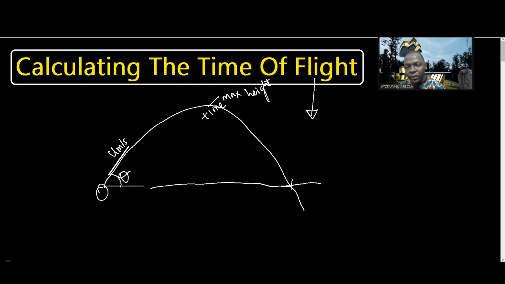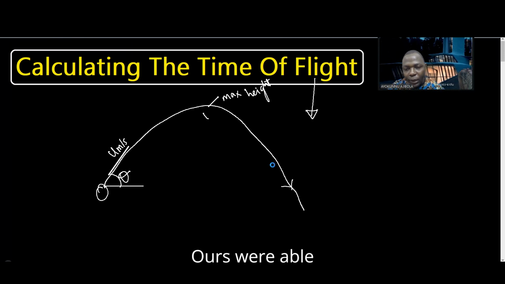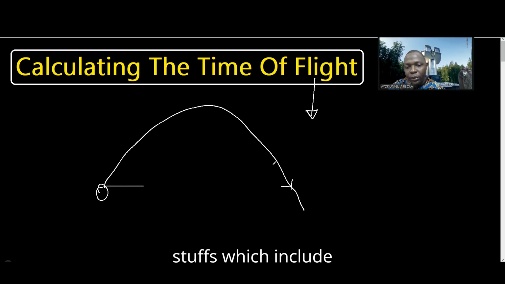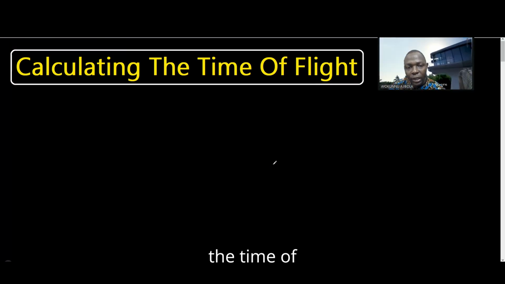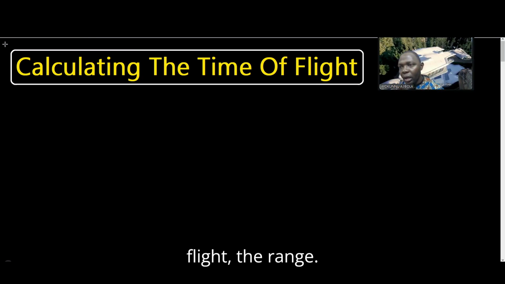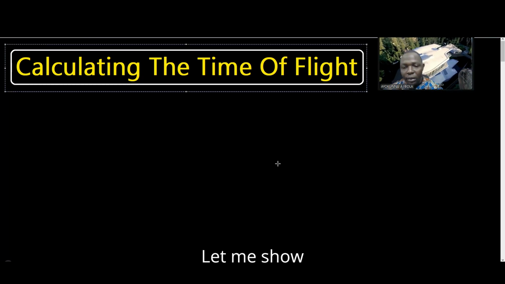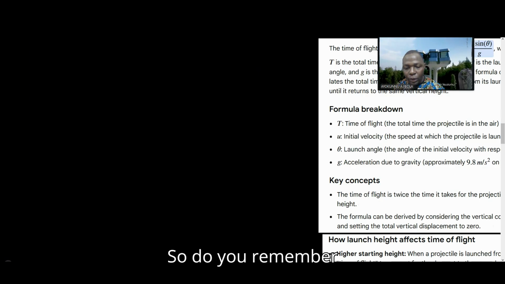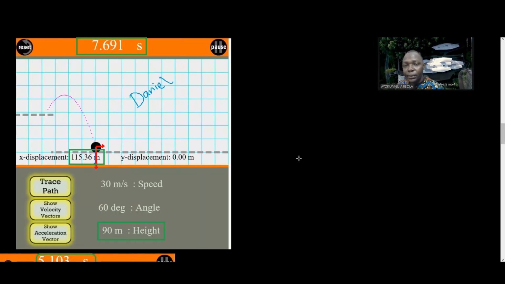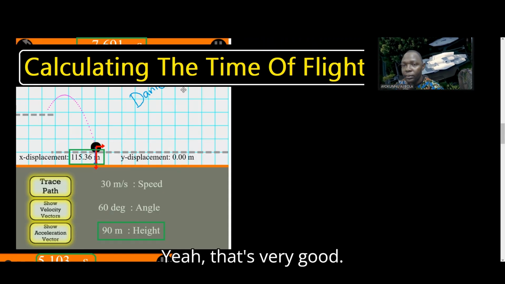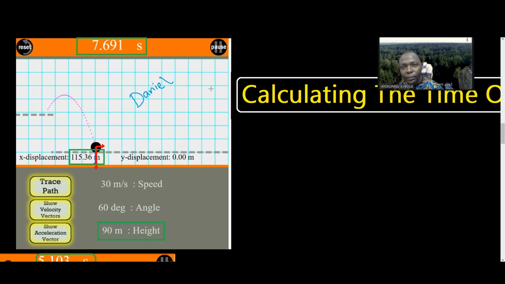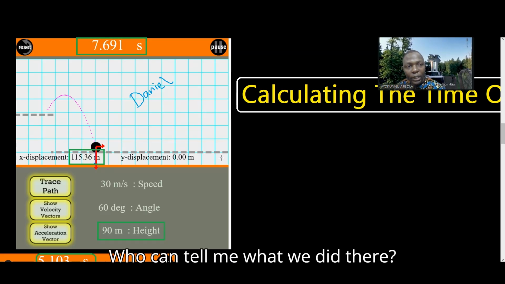So with this, on our experiment page, we were able to see some stuff which include the time of flight, the range, being given there. Let me show you now. It's going to show you here right away. So, do you remember this? Very good. Who can tell me what we did here?